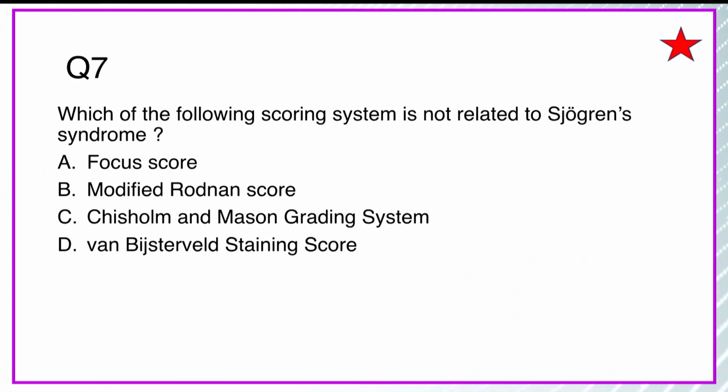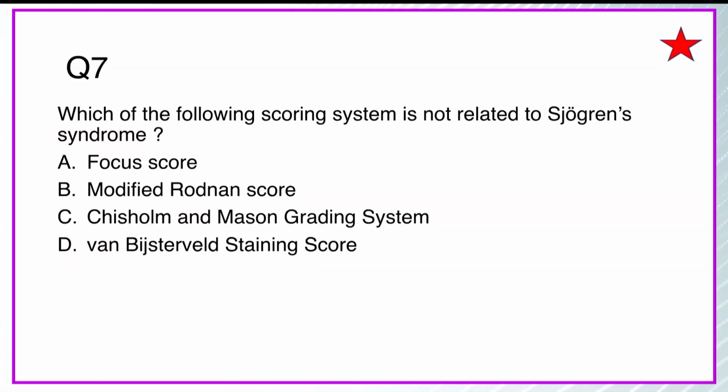Over. Which of the following scoring systems is not related to Sjogren's? Focus score, modified Rodnan score, Chisholm and Mason grading system, or Van Bijsterveld staining score.